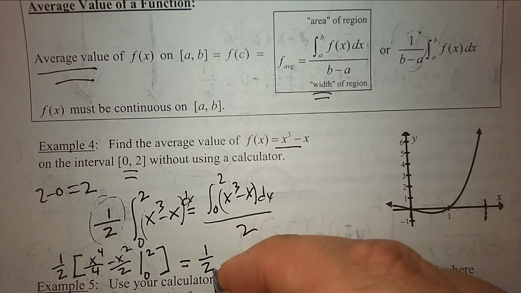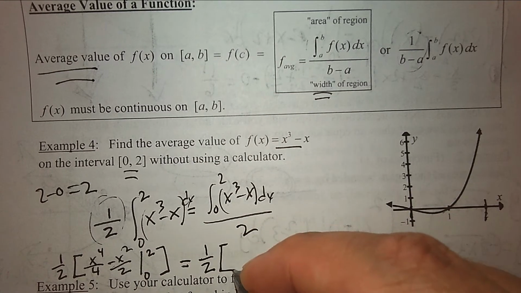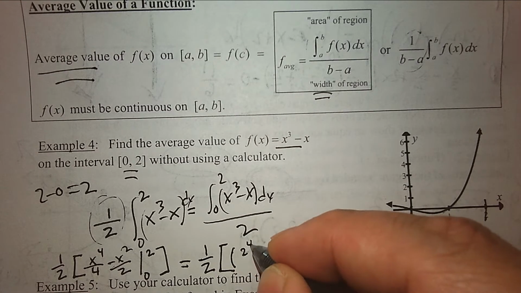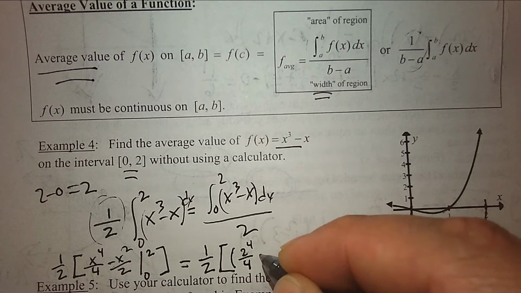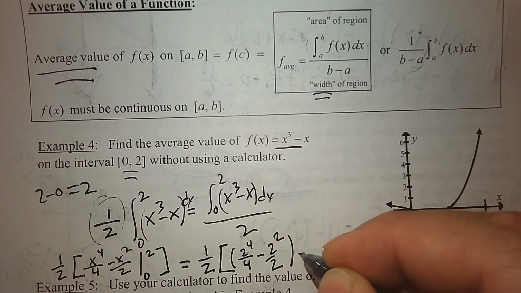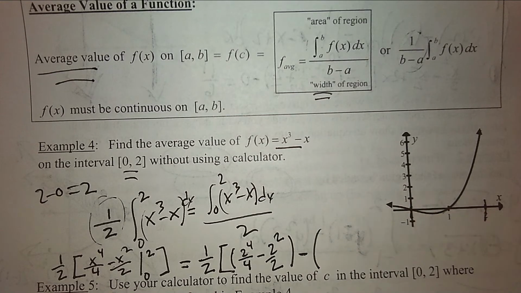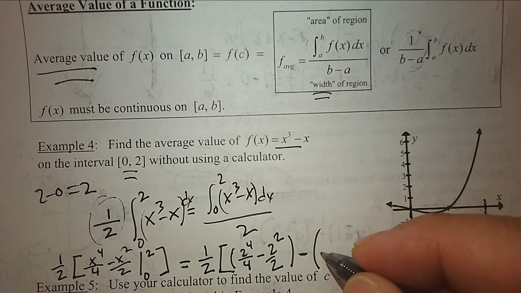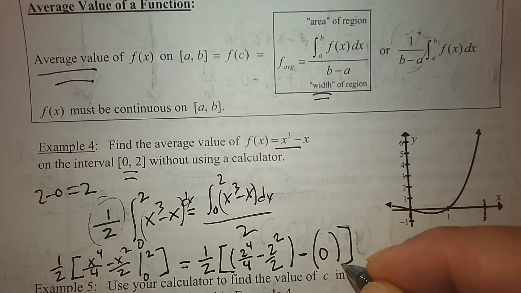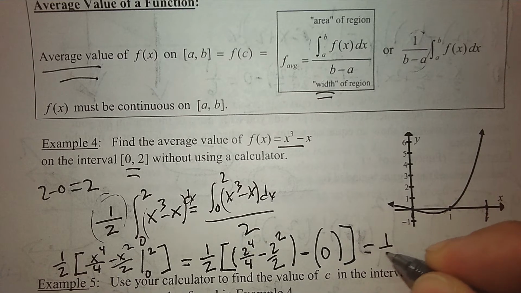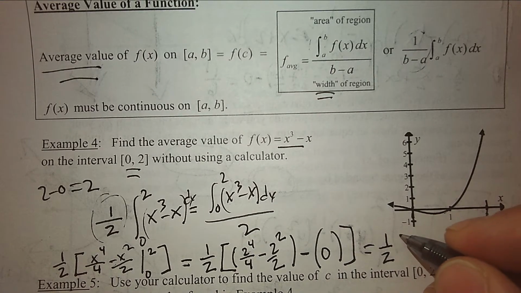So keep going. The 1/2 in front, bracket. First we plug in 2. So it's 2 to the 4th over 4 minus 2 squared over 2. Close it. Subtract. Now plug in 0. If I plug in 0 and 0, the answer is going to be 0. And that's it, and you can solve it from there. So let's simplify it fully. 1/2 in front.